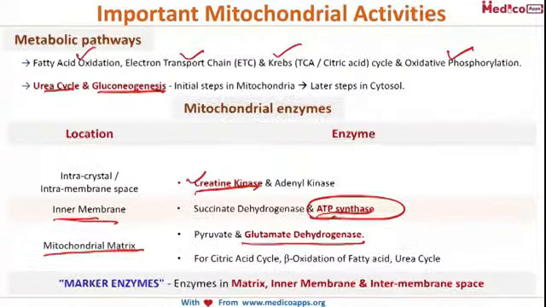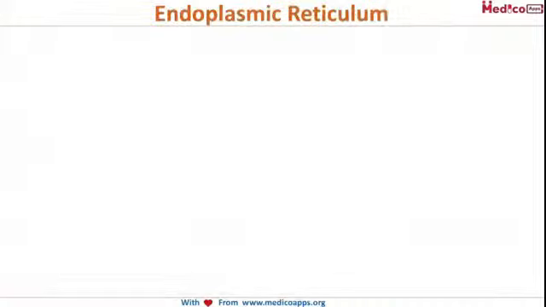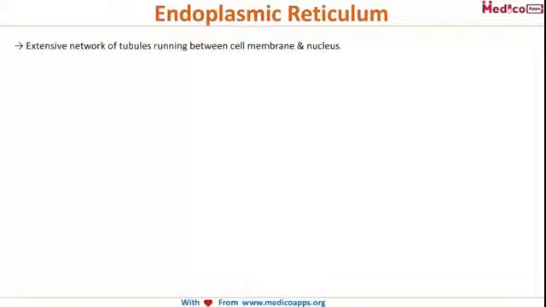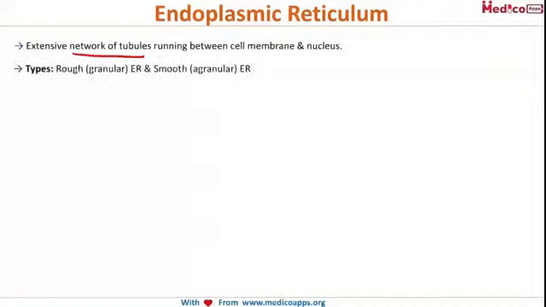Okay. Now, let us proceed to the most important organelle after mitochondria, that is the endoplasmic reticulum. So, by definition, the structure of endoplasmic reticulum is an extensive network of tubules. It is a network of tubules running between the cell membrane and the nucleus, right. And we all know that there are two types of endoplasmic reticulum, the rough or the granular endoplasmic reticulum and the smooth or the agranular endoplasmic reticulum.